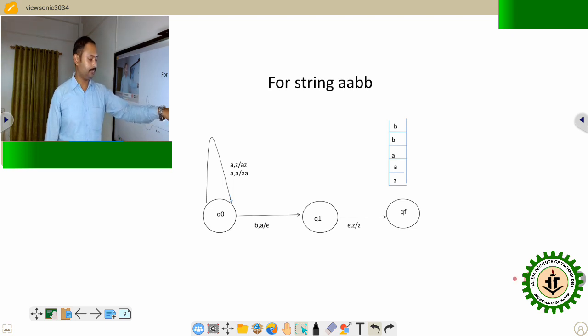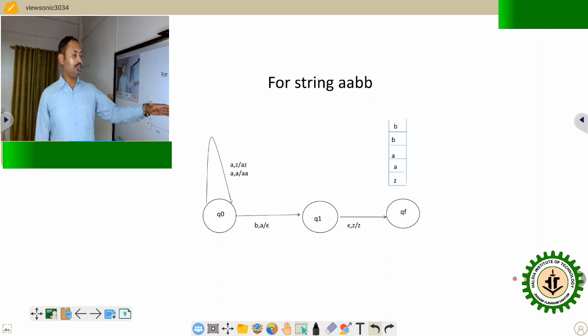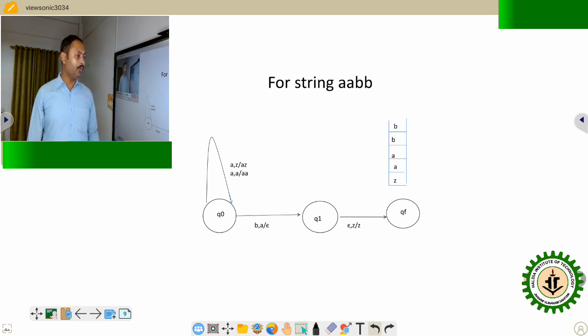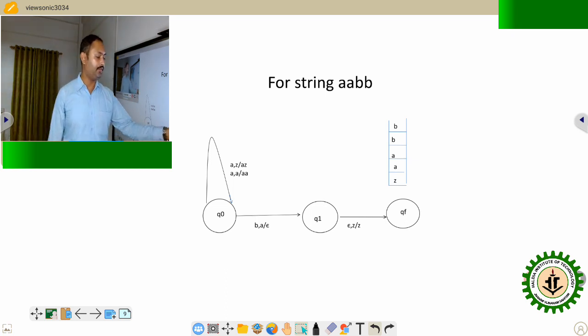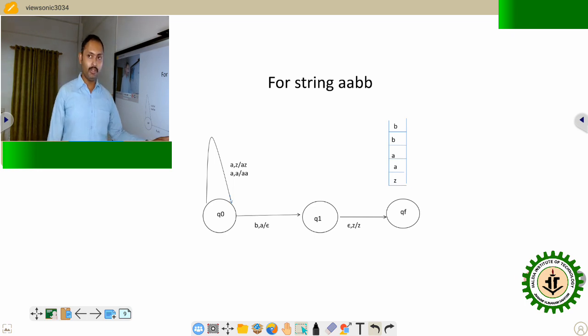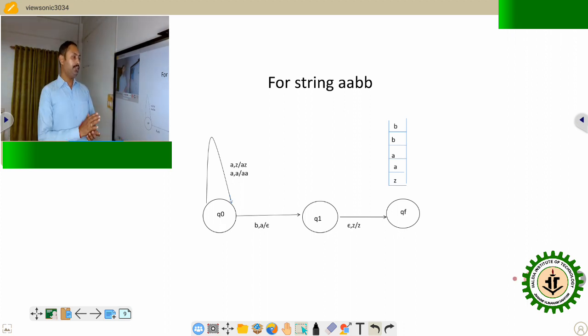So this transition will happen. Q0 will go to Q1 and the resultant string is null. So by this we have to remove all these symbols from the stack and only Z is left over there. So after Z, Q1 will go to QF and only Z will remain there. So this way we can accept this string, A to the power n, B to the power n.